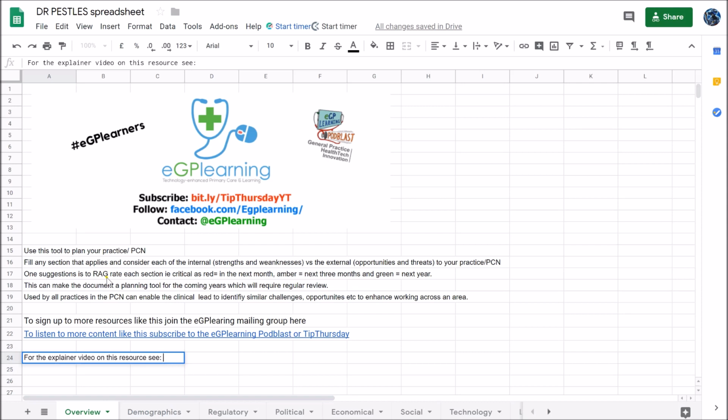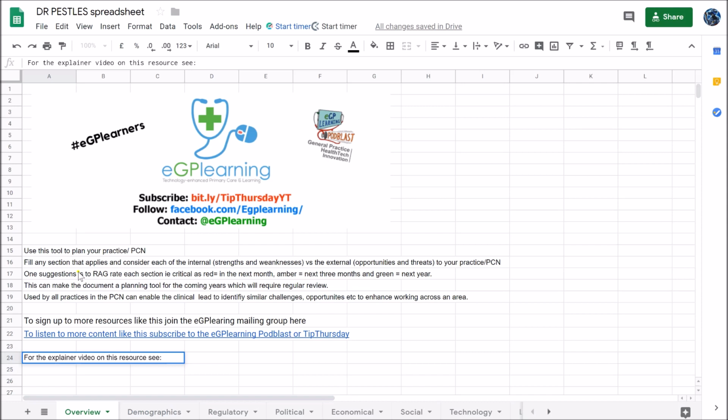I suggest that you fill in each section that's applicable to your practice or PCN, depending on how you want to use this. And that does mean that there will be some empty boxes. Do not worry about that. This tries to be an all-encompassing thing, which will mean that certain areas will not be applicable to certain practices.